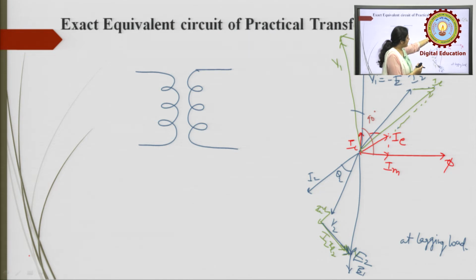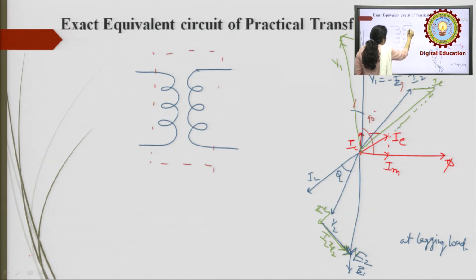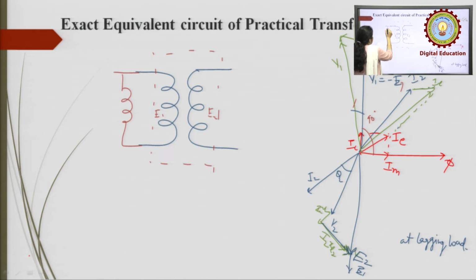And it experiences the V1 dash voltage, that is E1, you can say. So, suppose this is the ideal transformer, and in this case this is E1 and this is E2. So, you can include an inductor parallel to E1 which carries the IM current, and suppose its value is XM, because across this the voltage is V1 dash, or you can say E1.